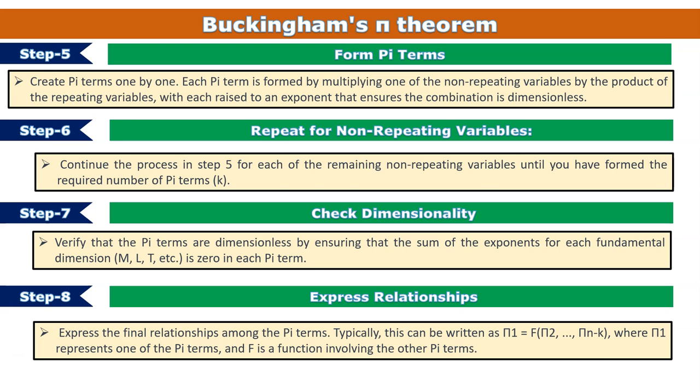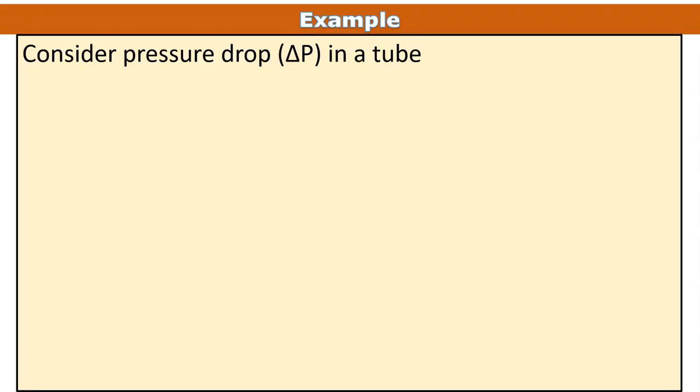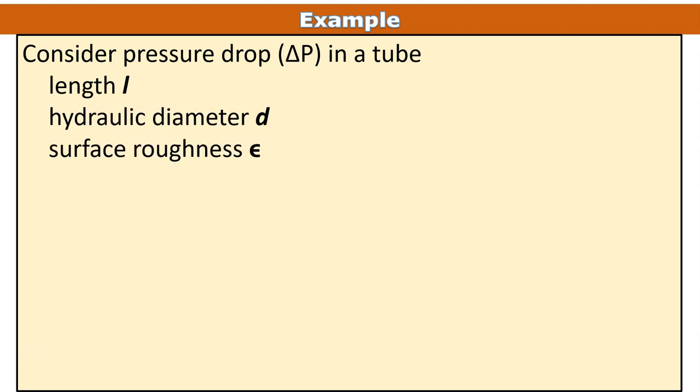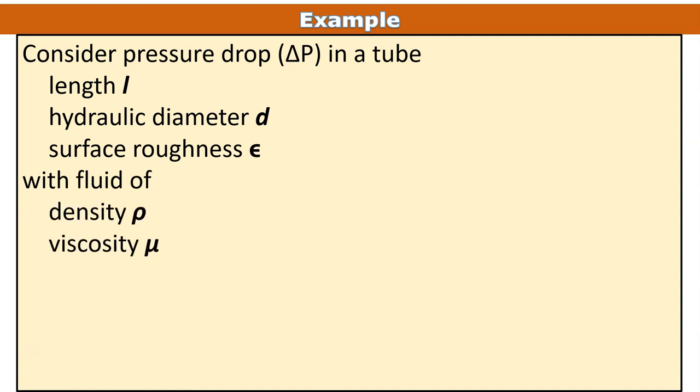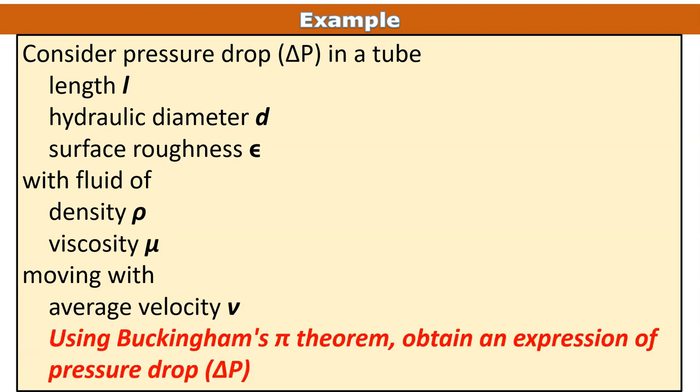Okay, now I am taking one problem and going through it one by one. So the example is here. Consider the pressure drop delta P in a tube that depends on the length L, hydraulic diameter D, surface roughness epsilon, with fluid of density rho and viscosity mu, moving with average velocity v. Now, using the Buckingham pi theorem, obtain an expression for the pressure drop delta P.